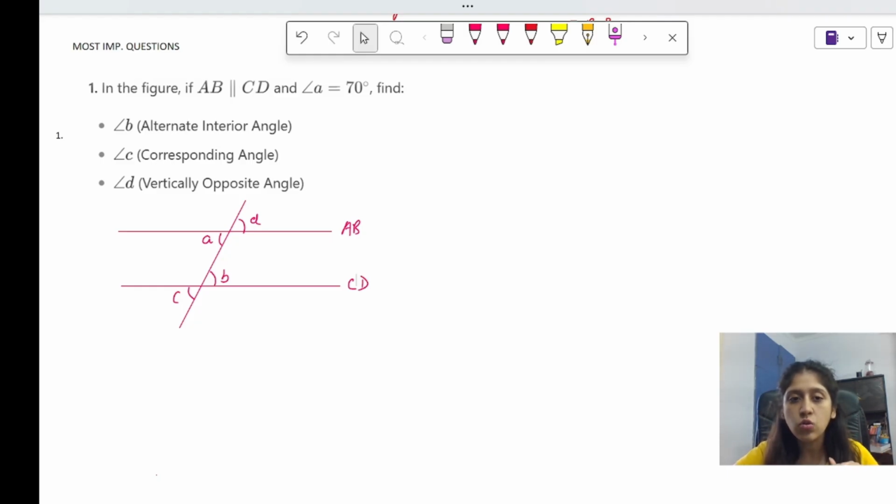Okay, let's begin with today's lecture. The first thing that we are gonna do is the questions, and these are just basic questions at the start. Slowly you will see a level up. And in this chapter, first is your angle rules, which is very important. Let me just write it out. What are the important points? One is angle rules.